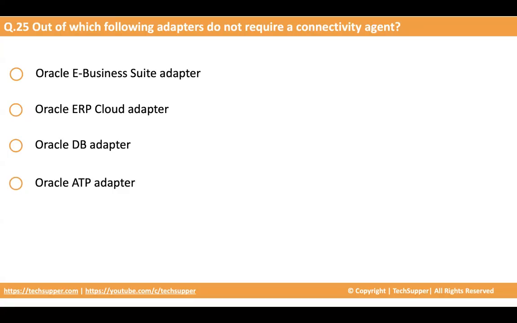You have to open each and every connection and see where you don't see the connectivity agent section or agent group section. So the answer is Oracle ERP Cloud. Oracle ERP is a cloud application, so you don't need the agent. Hence, this adapter will not have an agent group section while you configure this connection.